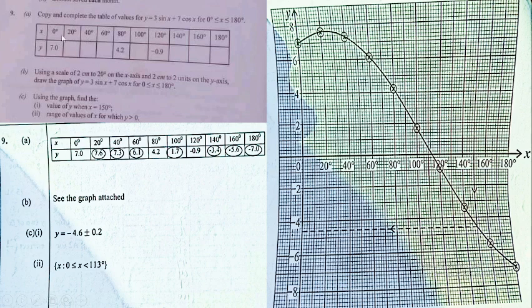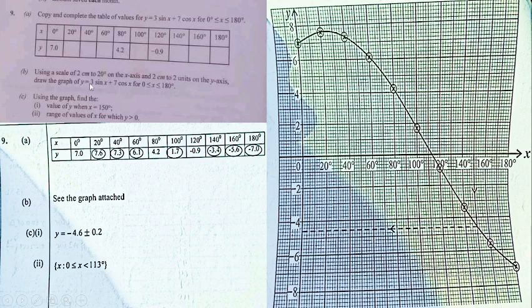So you are given this table. The x values are angles ranging from 0 degrees to 180 degrees, and we have to find the corresponding values of y. Already given are these values: 7.0, 4.2, and minus 0.9. So we have to fill in all these gaps.